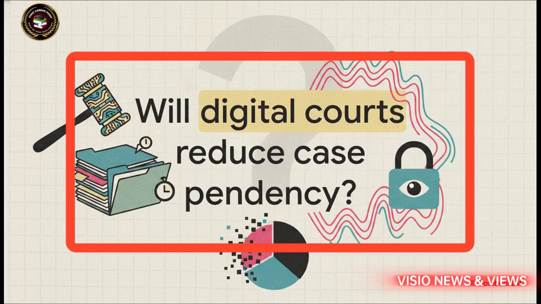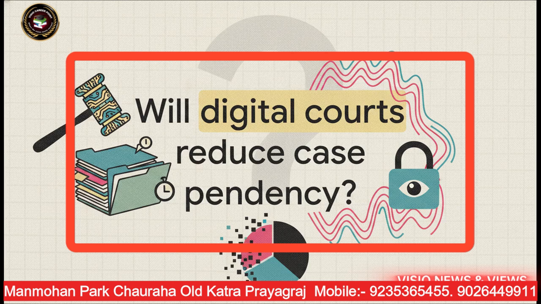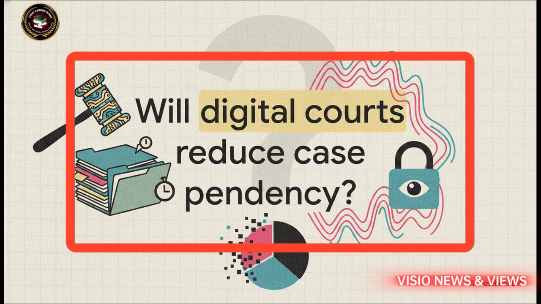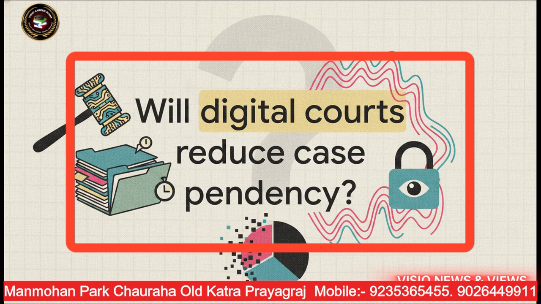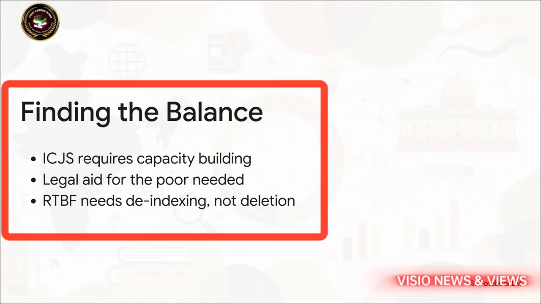So think about it. Will digital courts actually reduce the staggering 4.5 crore pending cases we have? Or will they just digitalize the delays? And on the privacy front, where exactly do you draw the line between a person's penological right to rehabilitation and the public's fundamental right to memory and access to court records? It's a tough one. So the crucial point here is finding that balance.